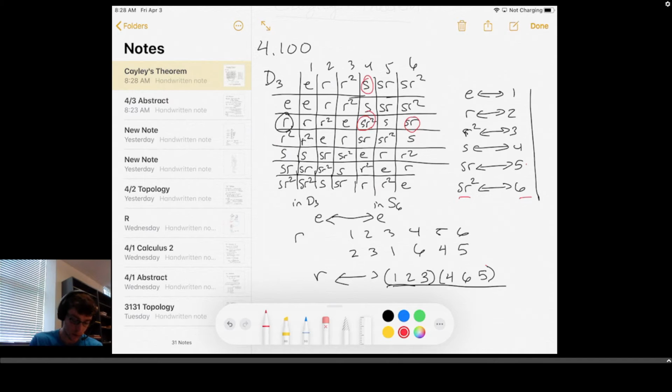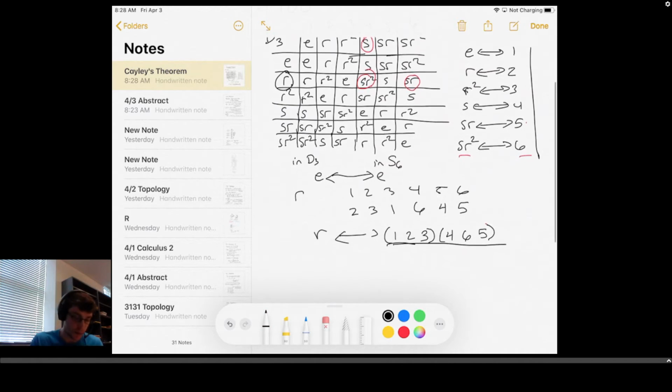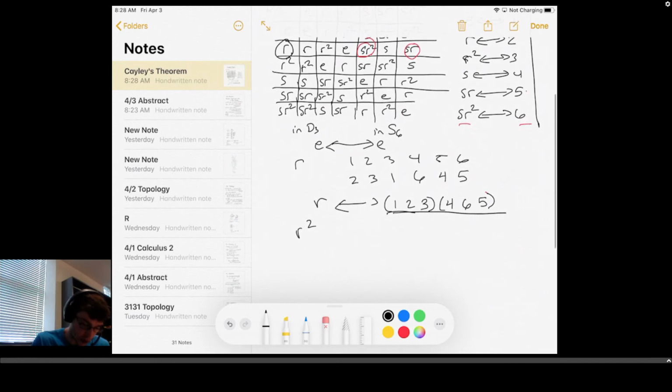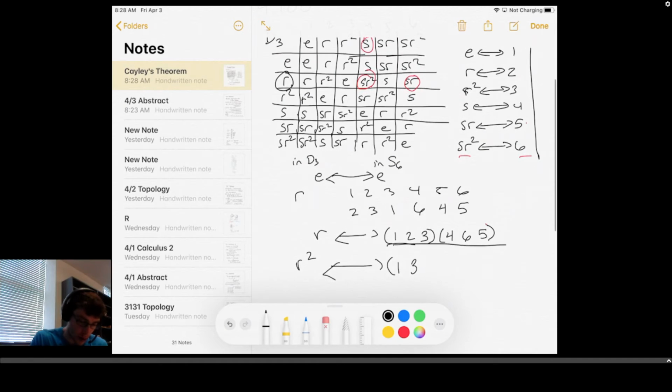Cool. Okay, and so then R squared, we see, so again, e goes to R squared. So I'm not going to necessarily write it like this in general, but okay, so 1 goes to 3, e went to R squared, went to R, which is 2, and R went to e, which is 1. That closes off. S goes to SR, which is 5. SR goes to SR squared, which is 6, and then 6 goes to 4.